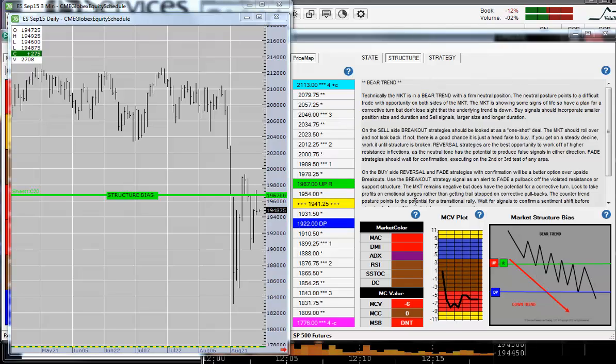In addition, on the structure tab, we have our market color profile. And in a trending market, a good indicator is the ADX. The ADX is a trending ability indicator. It shows if the market has trending ability or not. And purple means it does. So when we're in a bear trend market with good trending ability, that's a good momentum market state.